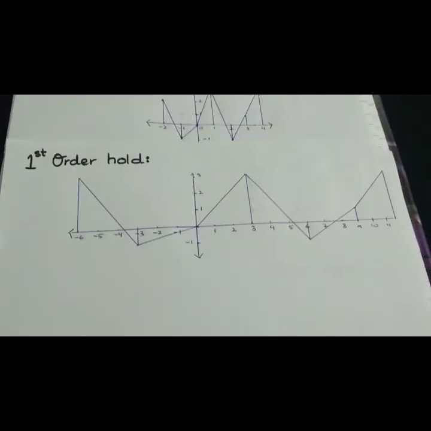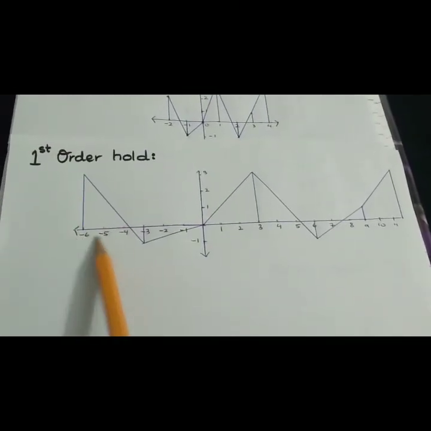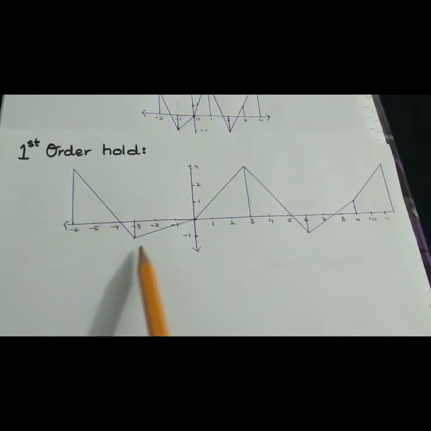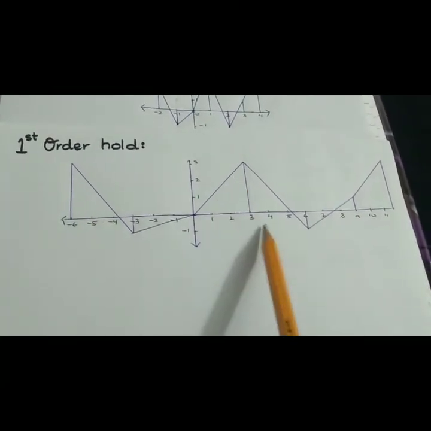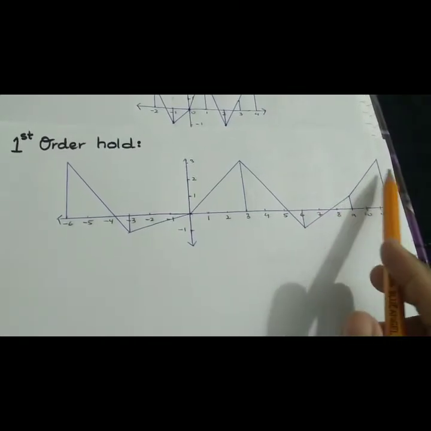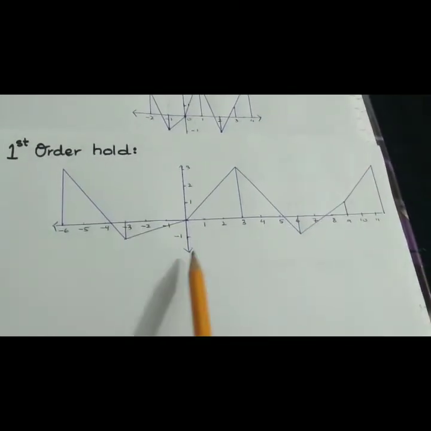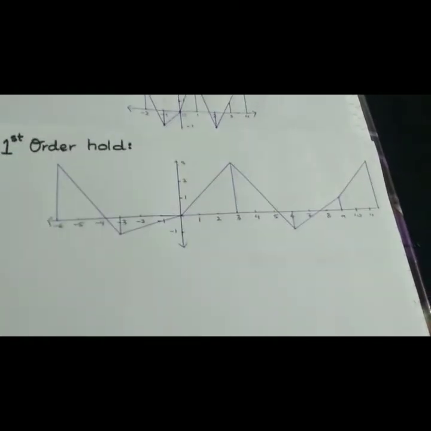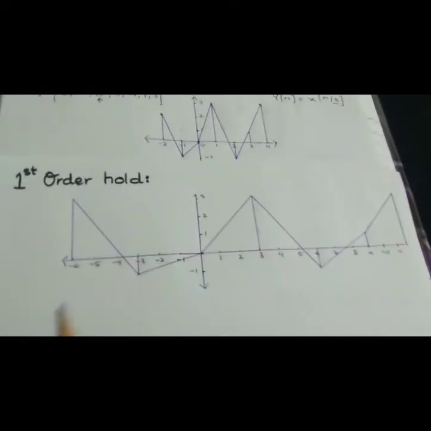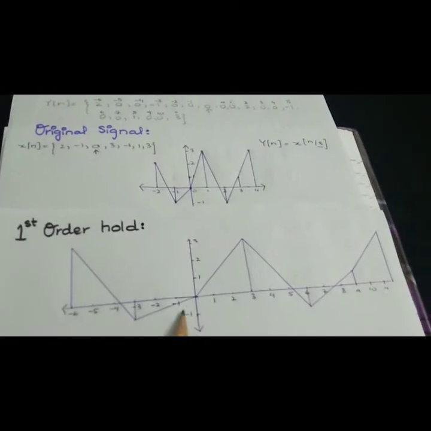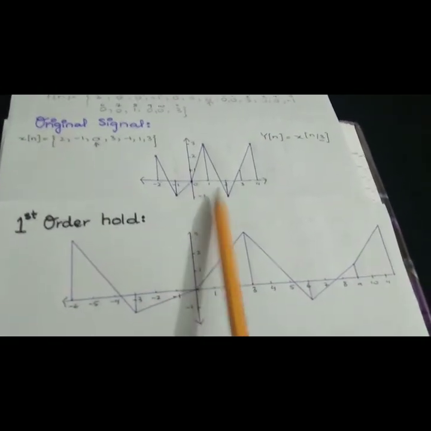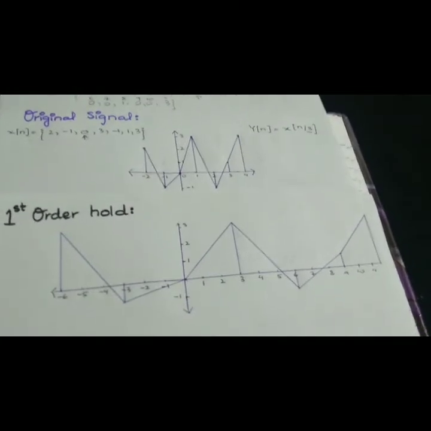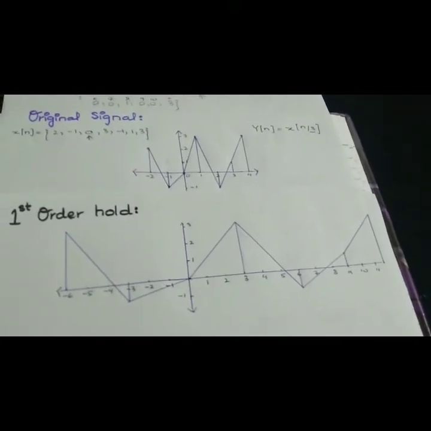In first order hold, instead of joining at each point, we just meet our peak values. From 3 to minus 1, then 0, then 3, then minus 1, then again 1, and then 3. In this way we can reread our original signal, or we can say that we can recover our original signal, and we can also see that our first order hold is very much similar to our original signal. So we can say that by using first order hold we can reread our original signal at the receiver side.